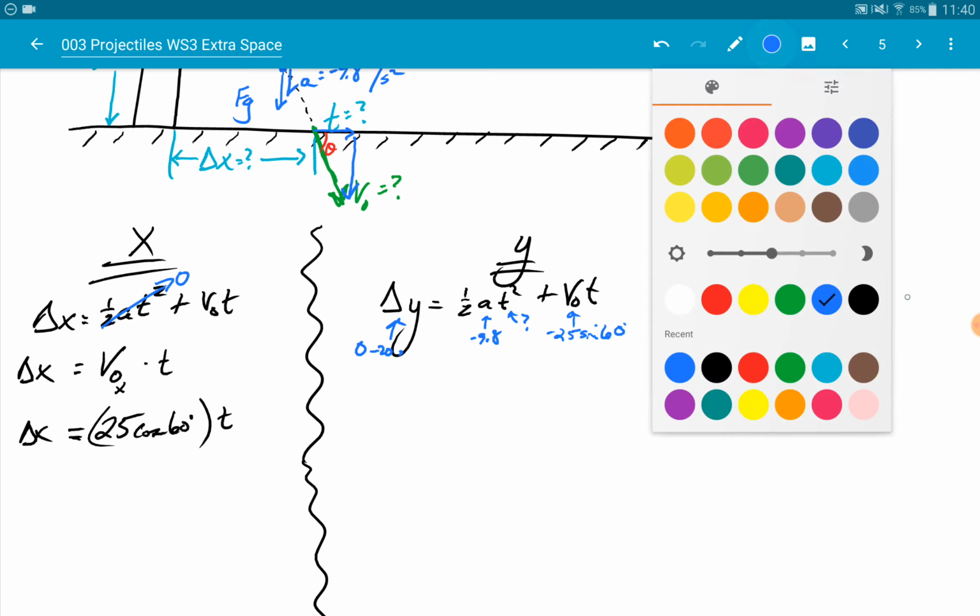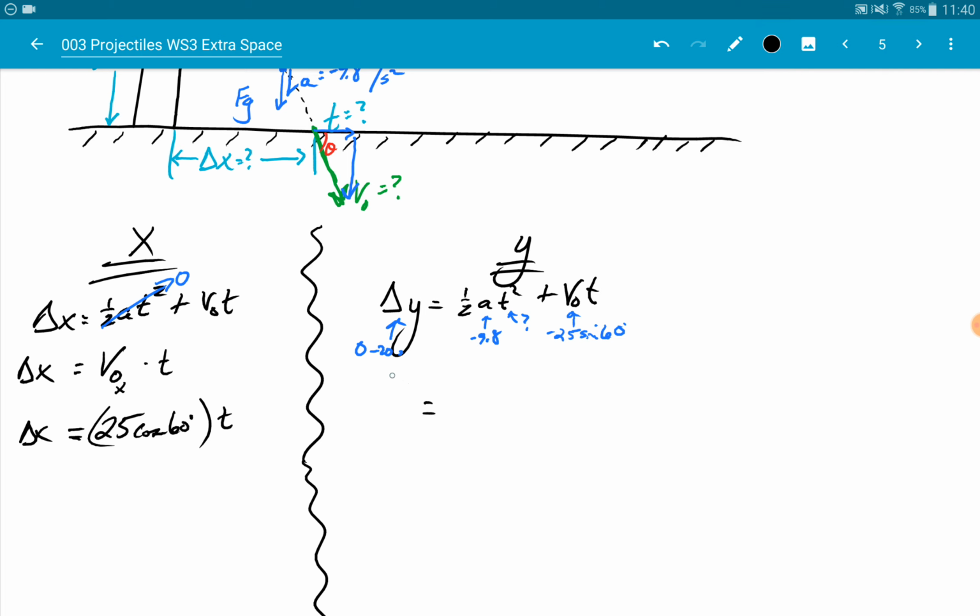So let me rewrite all that. I don't know that you need me to. I take that negative 20 that's on the left side and I move that over to the right hand side, and I'll just put it down right now, plus 20 over there. I do the 1/2 negative 9.8 t squared plus my negative 25 sine of 60 degrees, and then I'm multiplying that by some time value.